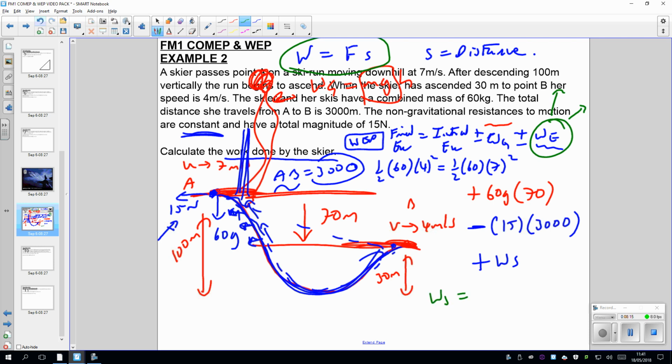So work done by skier, if we work that out, so we've got 0.5 times 60 times 16, subtract 0.5 times 60 times 7 squared, subtract 60 times 9.8 times 70, plus 15 times 3,000. So I get 2850 joules. Remember, if I didn't put that WS in there, I wouldn't actually be finding anything. Okay, cool. Next example.